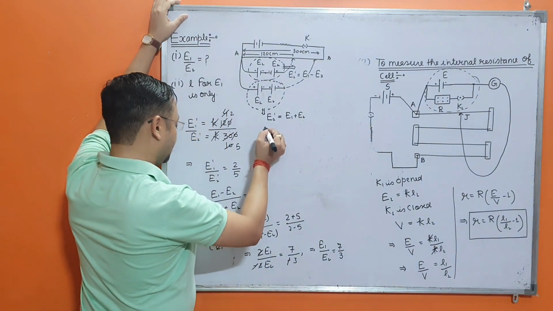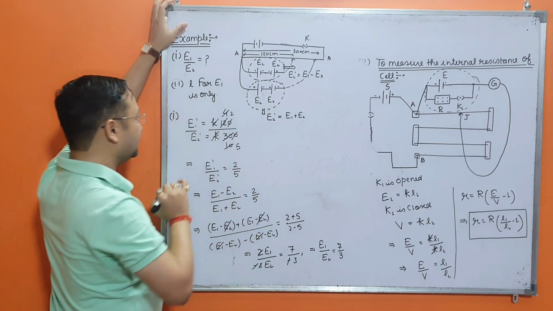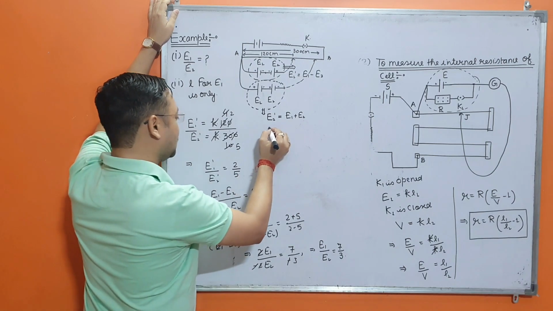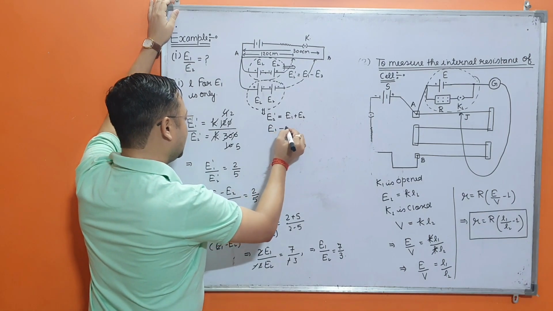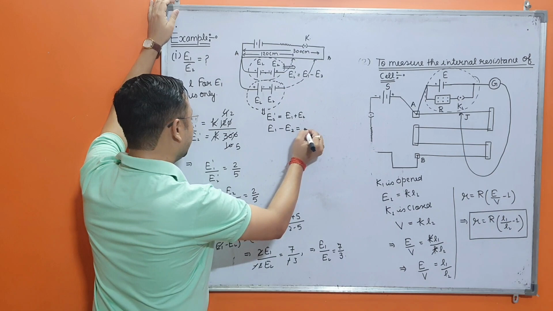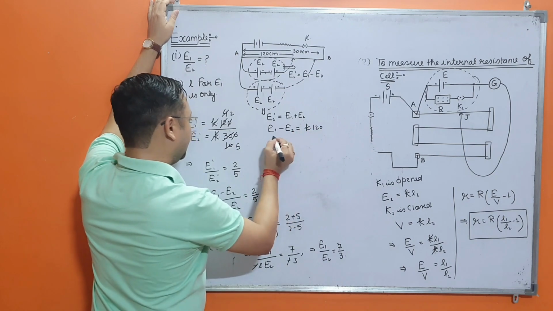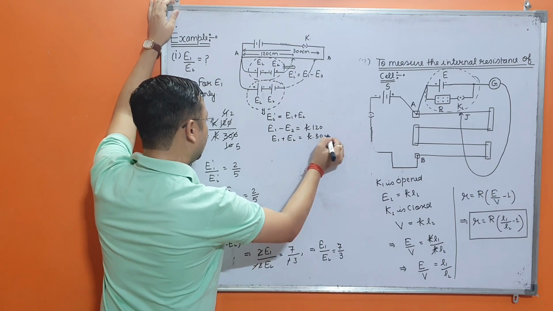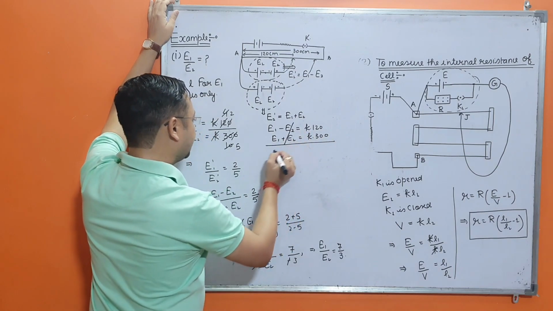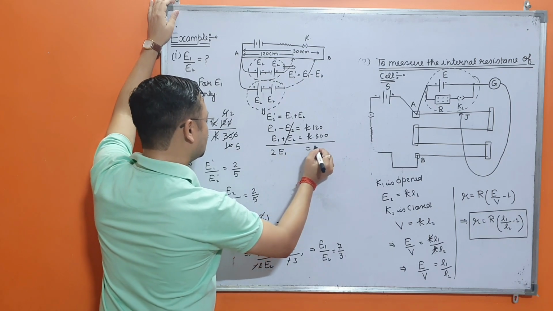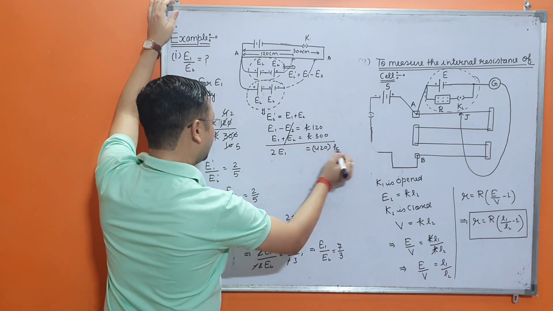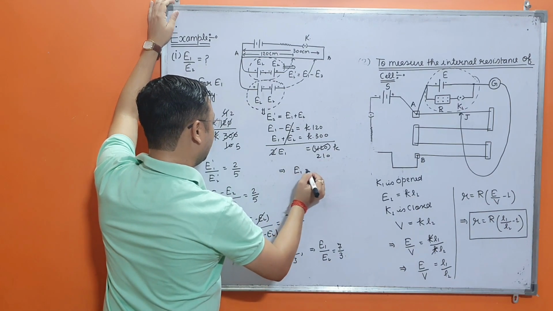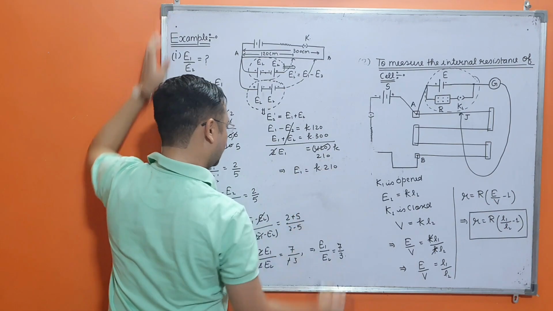Now, for solving the balancing length for E1 only, we have to solve it. E1 minus E2 is K into 120 and E1 plus E2 is K into 300. Add them. When you are adding them, E2 gets cancelled. Twice E1 is equal to 420K. This implies that E1 is equal to K into 210.